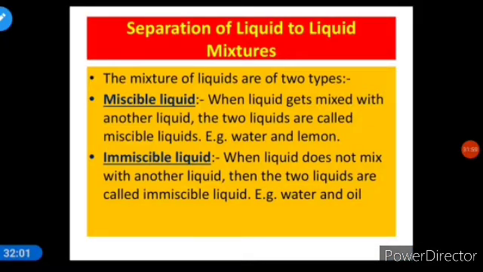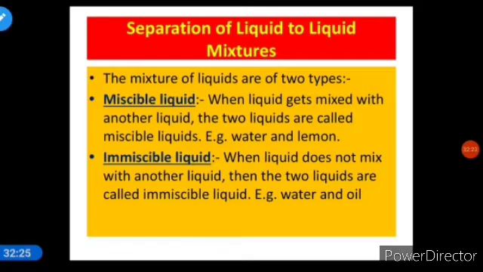Now we can move to the next topic, which is separation of liquid-liquid mixtures. Now we can separate solid from liquid, solid from solid, and soluble solid from solids. Now in this one we can separate two liquid mixtures. First of all, let us understand what liquid mixtures are.